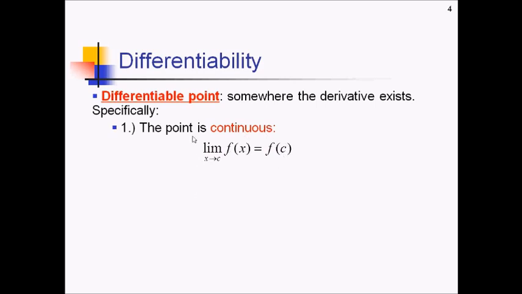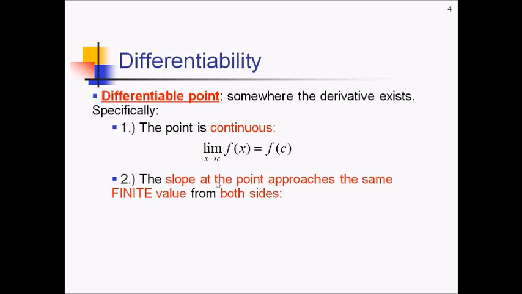The other condition, and this one's a little bit new, is that the slope at the point has to approach the same finite value from both sides, which is to say the limit as x approaches c from the left of f prime, and as we approach that same number from the right of f prime, those have to match up. In our next lesson, we will officially test for differentiability.